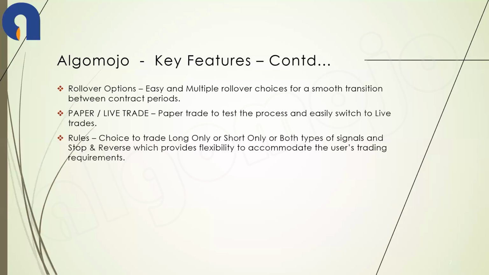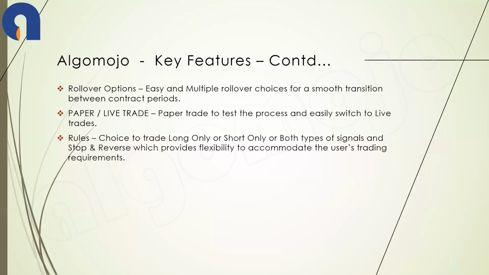Or if you're a trader who would like to take both types of trades, long and short, then you can use the long plus short kind of rules. And there's something called a stop and reversal also. Like there are strategies you would have come across like super trend, which is always in trade, either long or short, and you would like to take both types of trades. So for such kind of strategies, the rule that can be used would be stop and reverse.